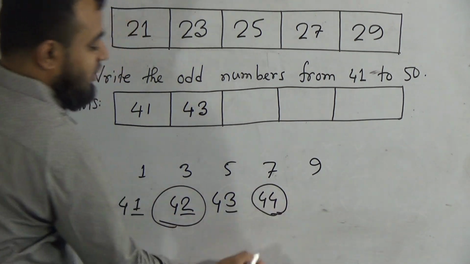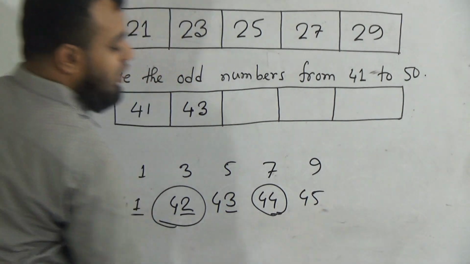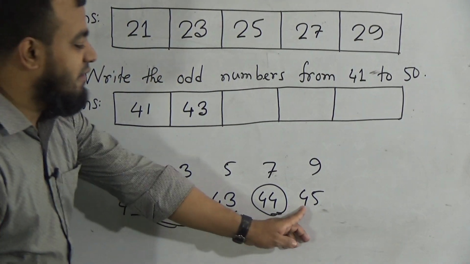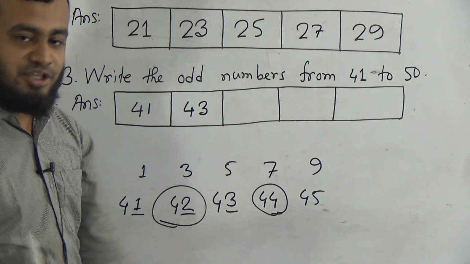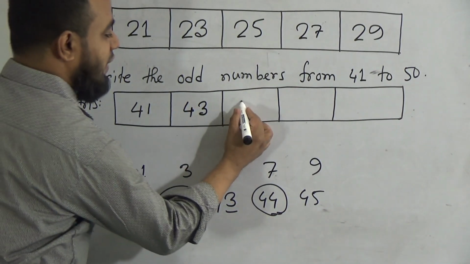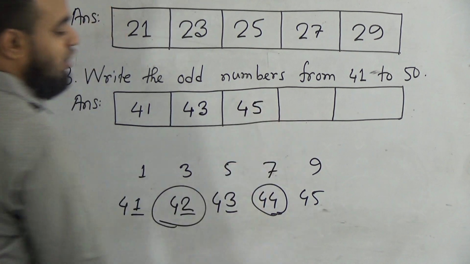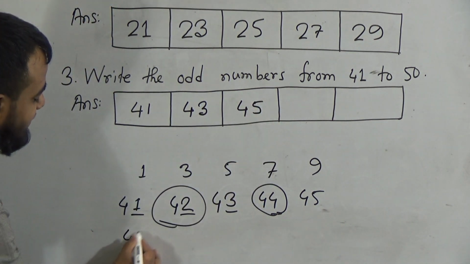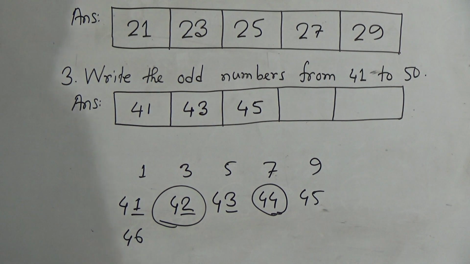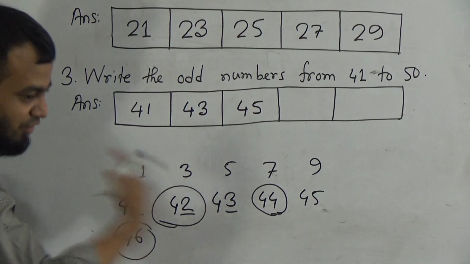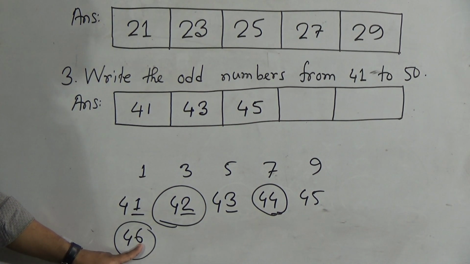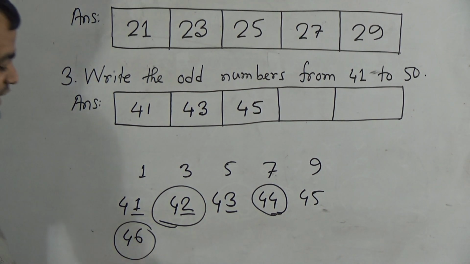Now, my dear students, the next number is 45. 45 is an odd number because 45 has 5 in the ones place and 5 can't make pairs. Because 5 is an odd number, 45 is also an odd number. Now the next number is 46. Why is 46 not an odd number? Because 46 has 6 in the ones place, and 6 can make a pair. That's why 6 is not an odd number and 46 is also not an odd number.